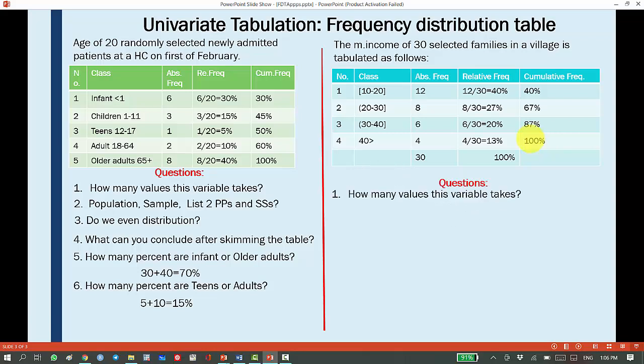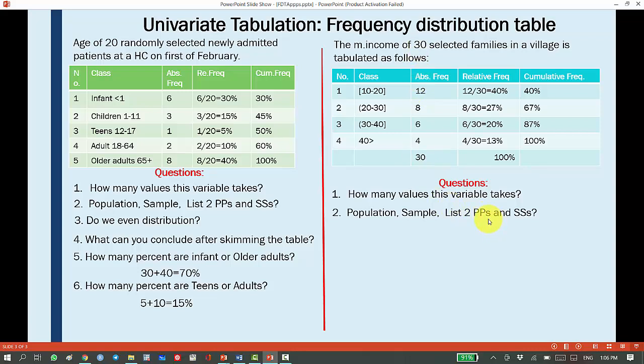The first question is how many values this variable can take. Obviously, the monthly income can take infinitely many values, but as far as this categorized version is concerned, we have classified this variable into 4 categories. Population: all families living in that village. Sample is the collection of these 30 families that we have selected as the sample.